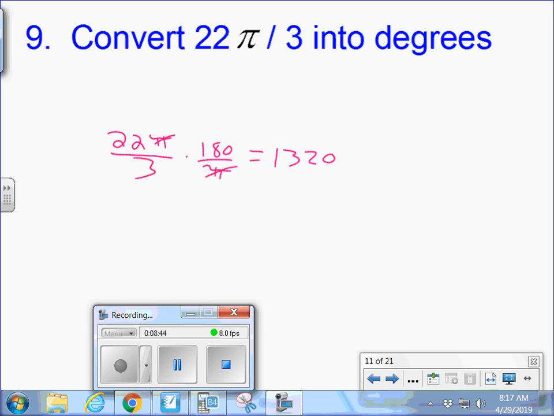All right, this one was quick and easy. Our board buddies did a great job. 22 pi over 3 got multiplied by 180 over pi. The pi's went away, and it ended up being 1320.